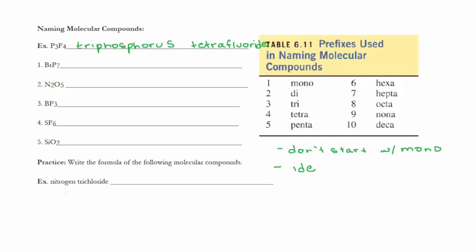for nitrogen, I know I only have one of them because there's no prefix here, so it's just going to be N. And then I've got trichloride, so I know that's Cl. And there are 3 chlorines, so the formula would be NCl3.